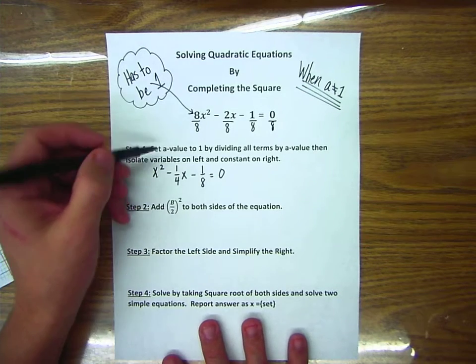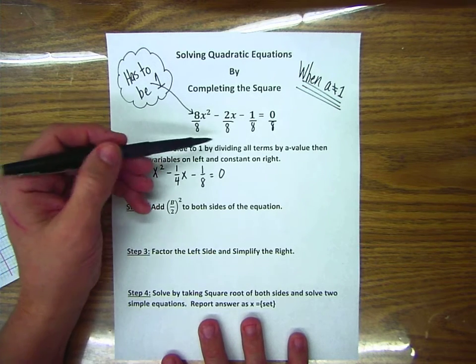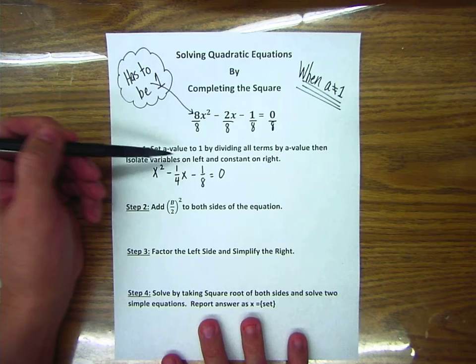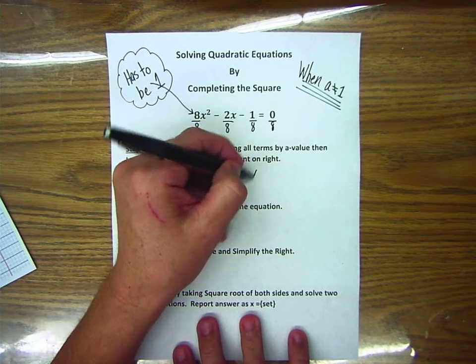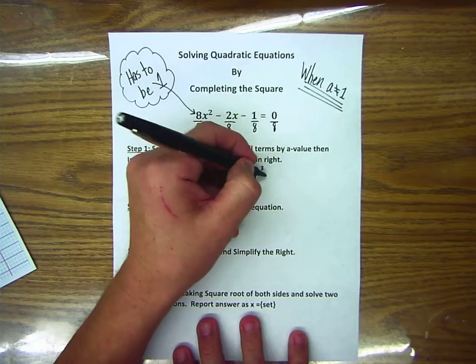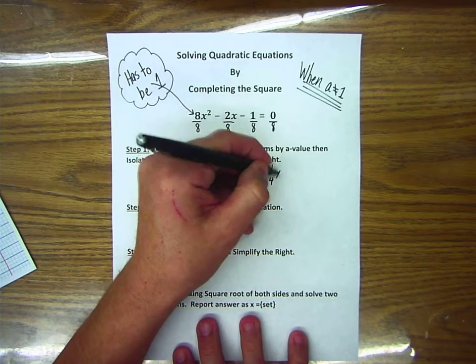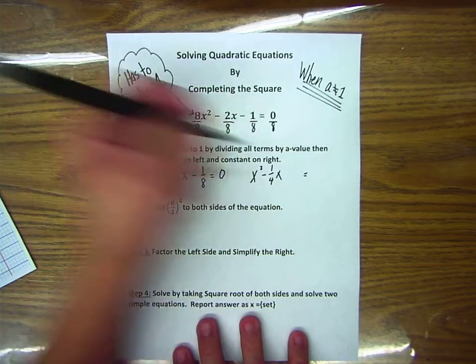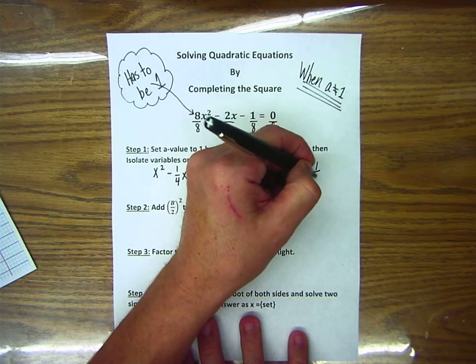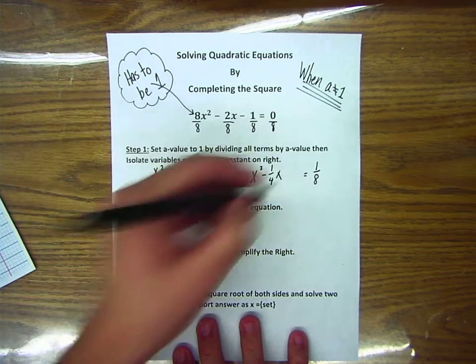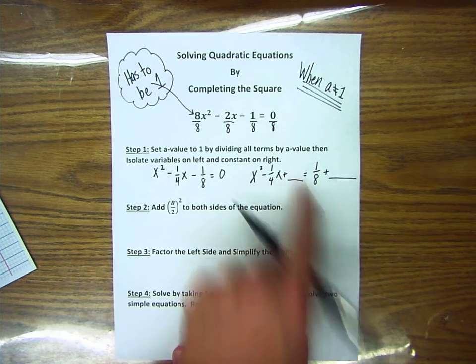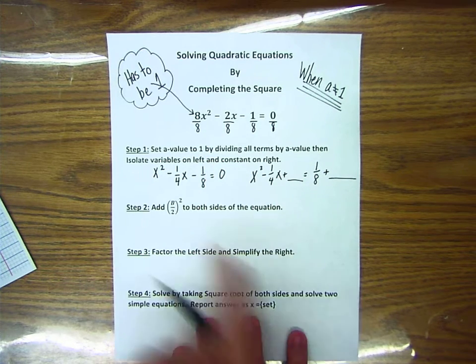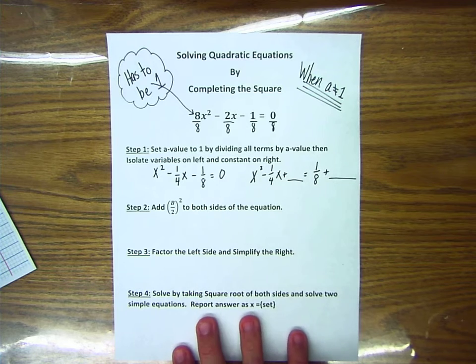The first thing we're going to do is isolate the variables. So we set the a value to 1 by dividing all terms by a, and now we're going to isolate the variables on the left and the constant on the right. So I wind up with a new equation, x squared minus 1/4 x on the left and positive 1/8 on the right. I got that by adding 1/8 to both sides. And remember, we're going to leave some space on both sides because we're going to add a number in step 2 to both sides of that equation.